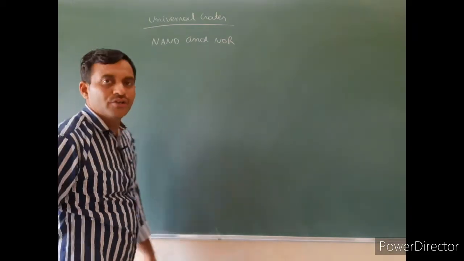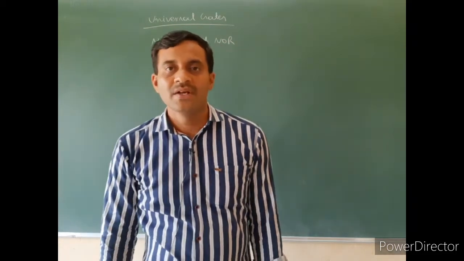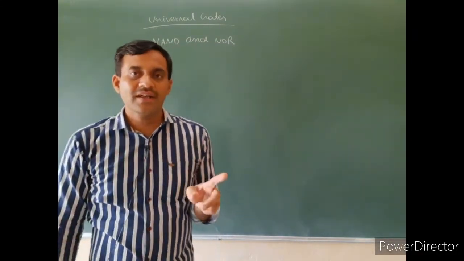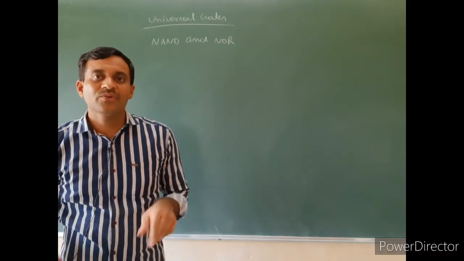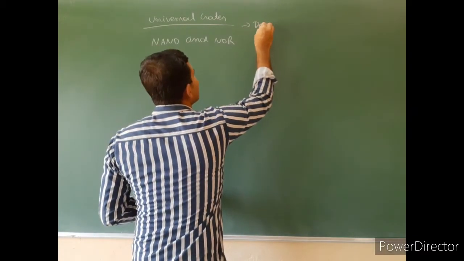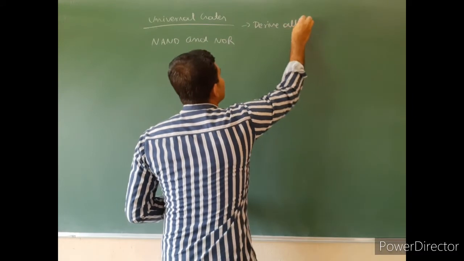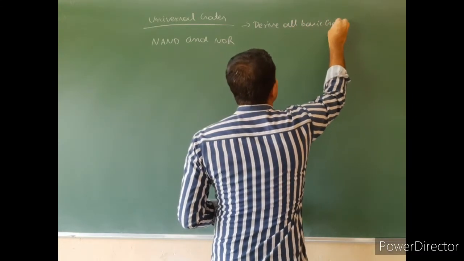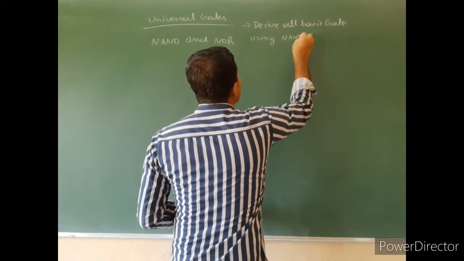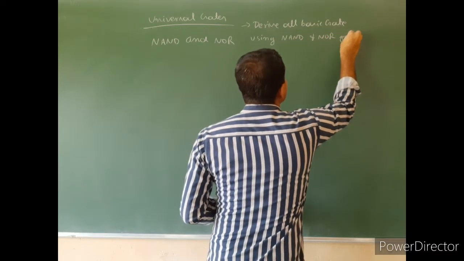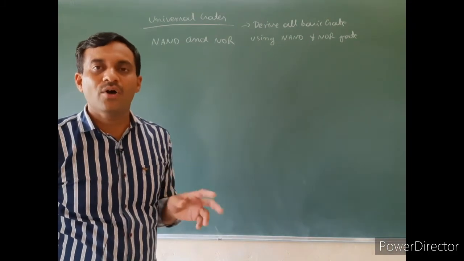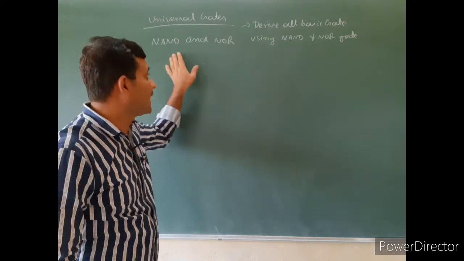NAND and NOR are the universal gates. These are derived gates, derived from basic gates. But only NAND and NOR are called universal gates. What is the meaning of universal gates here? We have to derive all basic gates using NAND and NOR gates. Hence, these two are called universal gates. Let's see how to derive the basic gates using NAND and NOR.